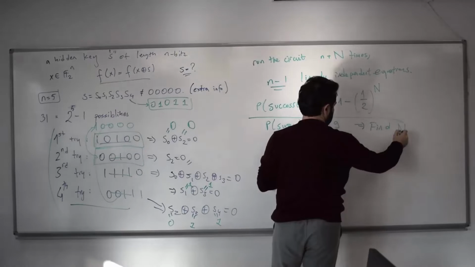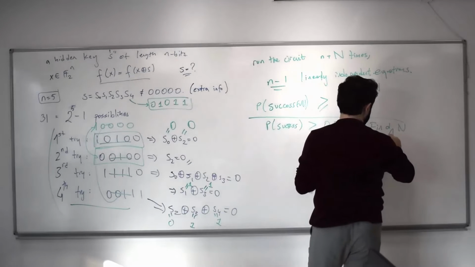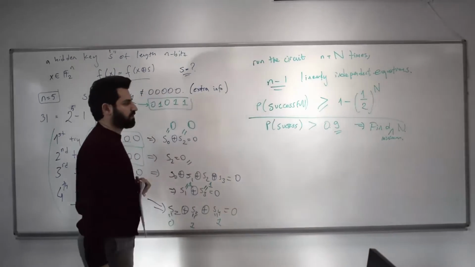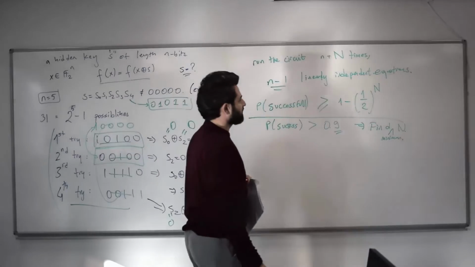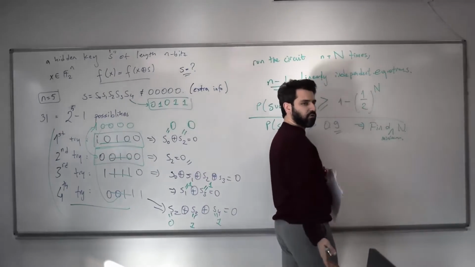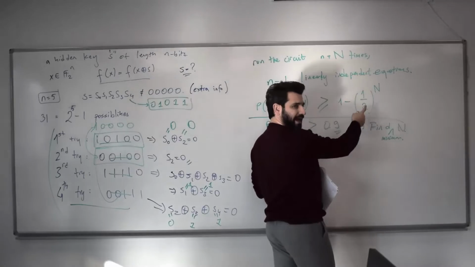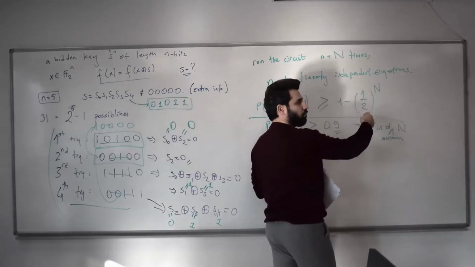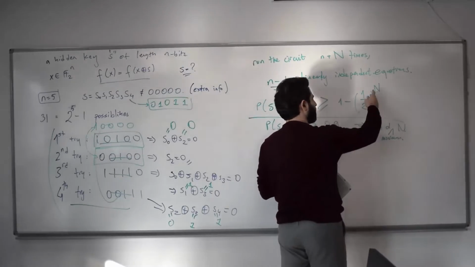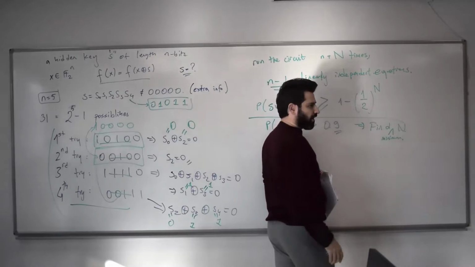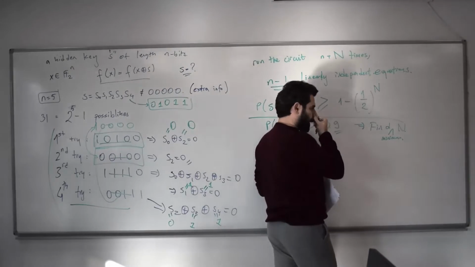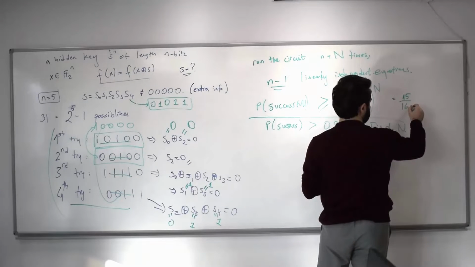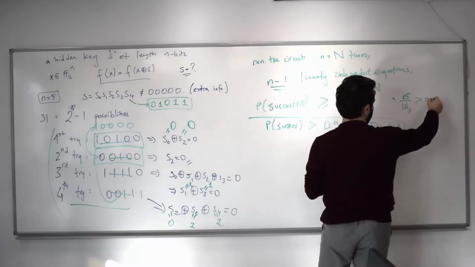Find n, or rather the minimum n that satisfies this requirement. For example, n equals 1 cannot satisfy it because that gives you 1 minus 1/2, which is 1/2. How about 2? It's going to give you 0.75. How about 3? It's going to give you 0.875. So it's still not there. But if n equals 4, that gives you 15 over 16, and that is greater than 0.9.